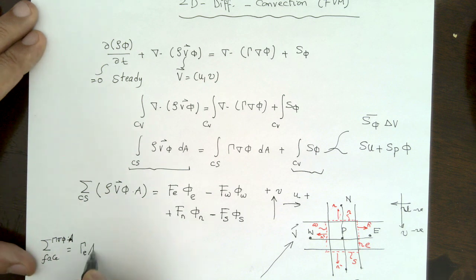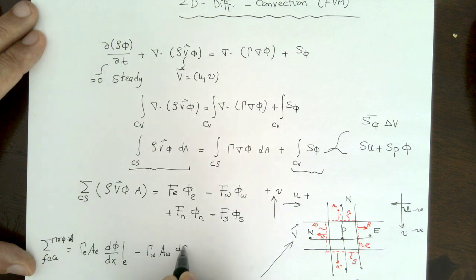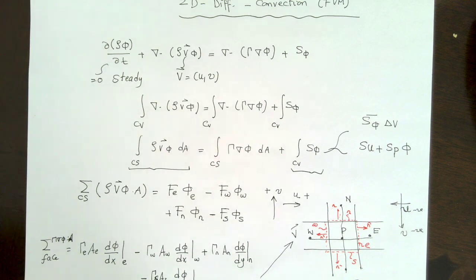This will be kappa east A east d phi by dx on the east face minus kappa west A west d phi by dx on the west face. Now I'm going to the second dimension. I will have plus kappa north A north d phi by dy on the north face minus kappa south A south d phi by dy on the south face.